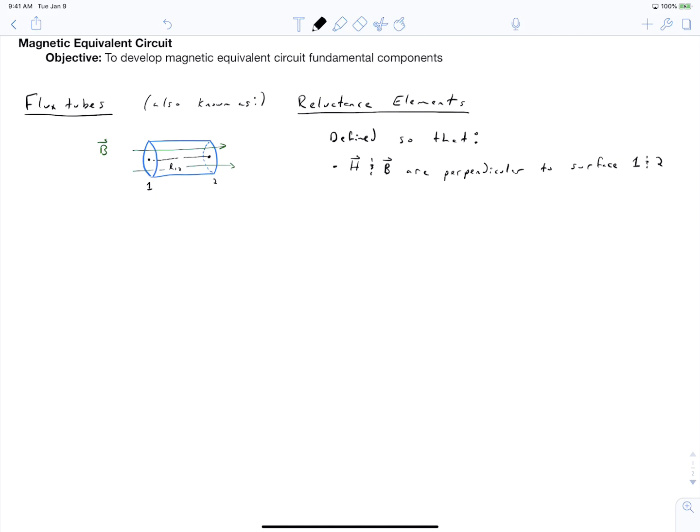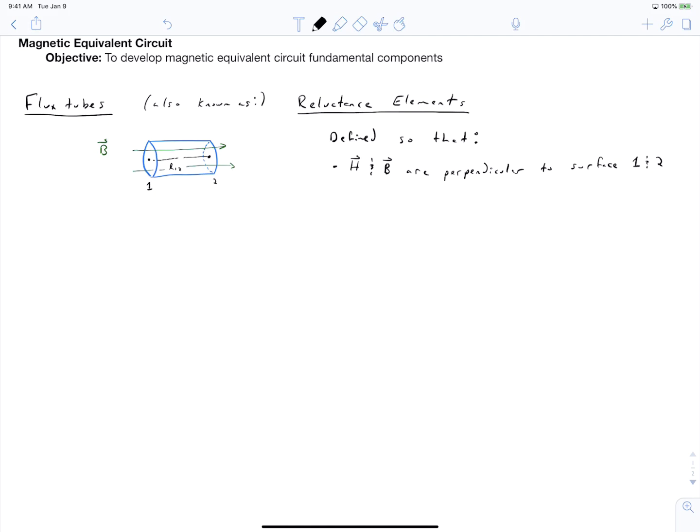And when I say that we've defined it, it means that we've taken our cross-section of magnetic material and we've identified a path in that magnetic material that this will be true. And when we identify that path, then we can say that there's a flux tube here or there's a reluctance element here. And we'll talk more about identifying where flux tubes lie within a surface later. But let's just assume that we've identified that path right now. And what does it mean to have a flux tube? So H and B are perpendicular to surfaces 1 and 2.